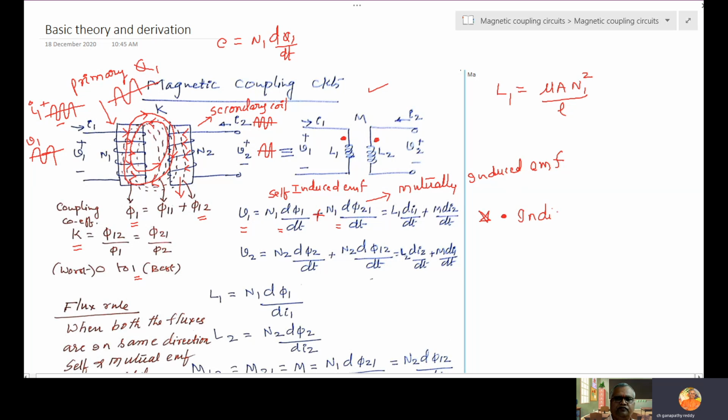indicates winding direction, not current direction.